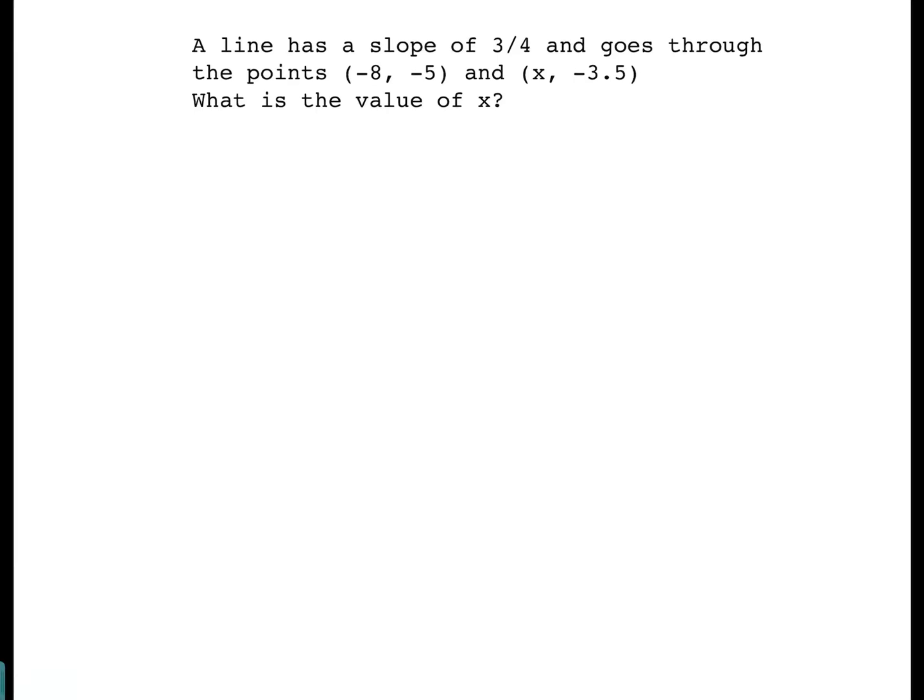This question says a line has a slope of 3 over 4 and goes through the points (-8, -5) and (x, -3.5). It asks us what is the value of x. There's a couple of ways you could figure this out.